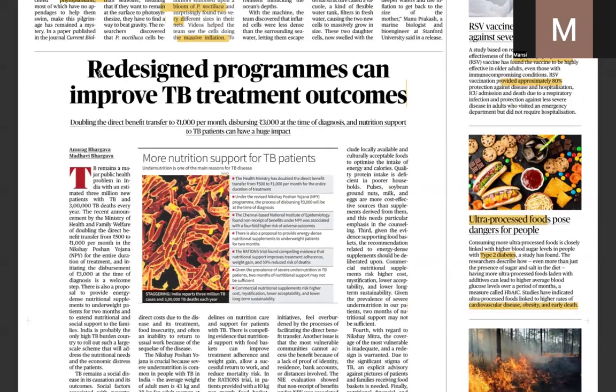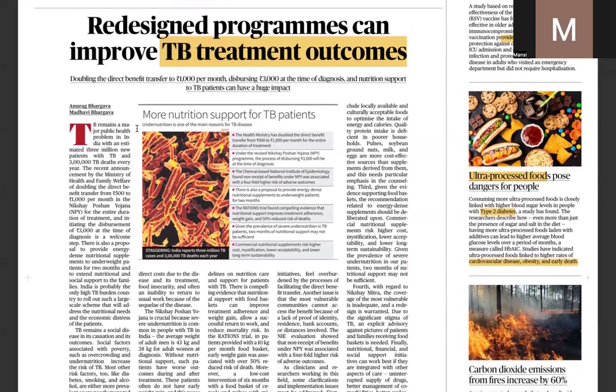Redesigned programs can improve TB treatment outcomes in India. Firstly, doubling the direct benefit transfer to rupees 1,000 per month, disbursing rupees 3,000 at the time of diagnosis, and nutrition support to TB patients can have a huge impact. So it is both financial and in-kind support that can help.